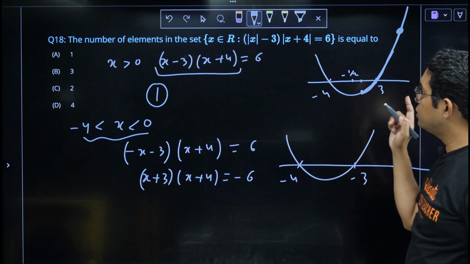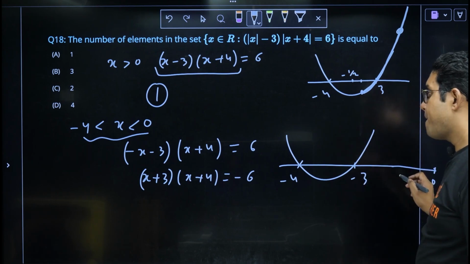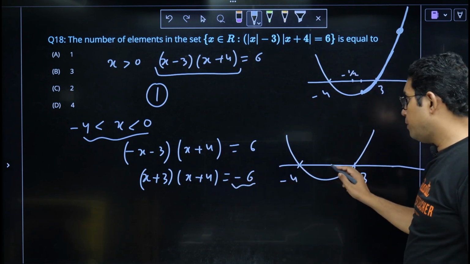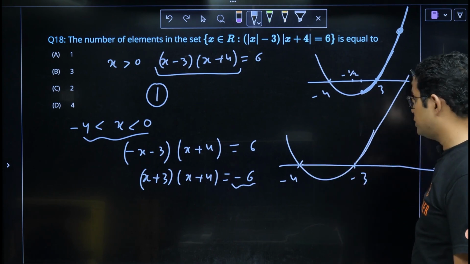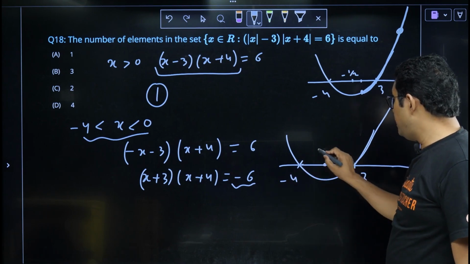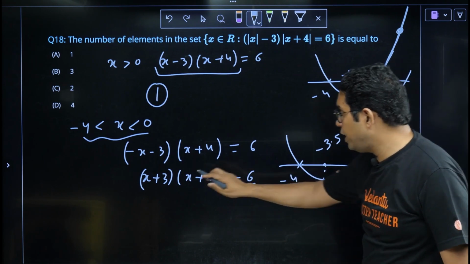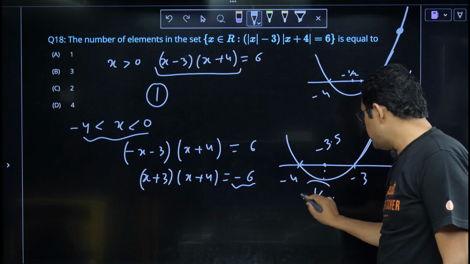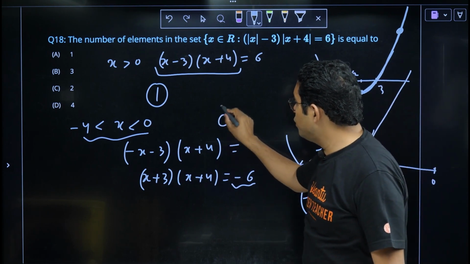If x is less than 0, it will be minus x minus 3. Yeah, that is right, minus 4 to 0. And that is equal to minus 6. So you can see for minus 4 to 0, the value of the graph is negative from minus 4 to minus 3, and after that it is positive. So minus 6 would have to lie between minus 4 and minus 3, where the minimum value is at minus 3.5, the midpoint. At minus 3.5 the value will be minus 1 by 4, you can check. But we are looking for minus 6, so it is not possible to have minus 6 from minus 4 to 0. So in this interval we will have no solutions, that is 0.